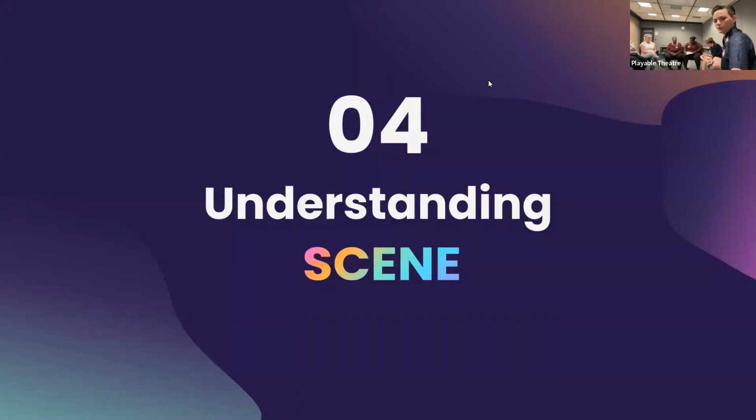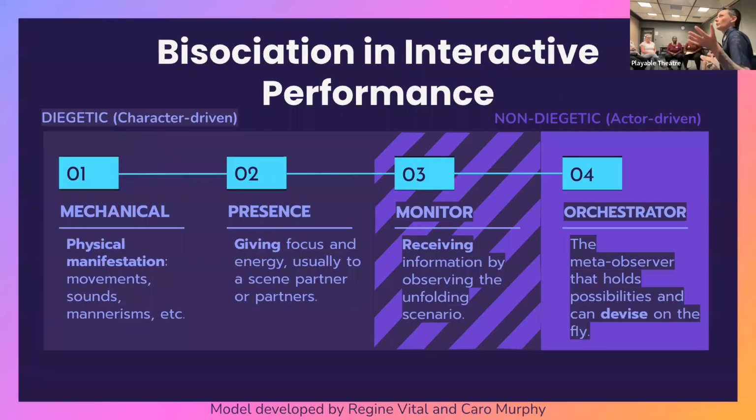The goal of doing some of this work is so that when we're building a scene, we understand this bisociative model. In interactive theater, we have the diegetic aspects, or your character-driven aspects, which are your mechanical, your physical manifestation, your present, which is how you're giving focus and energy, your monitor, which is how you're receiving information, this is where the consciousness starts to split, and then the orchestrator, which is this meta observer that's holding all the different devising possibilities and can make things up on the fly and move in different directions.